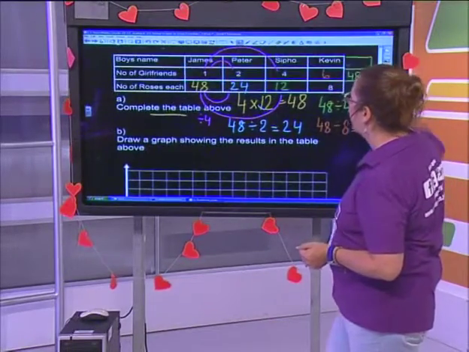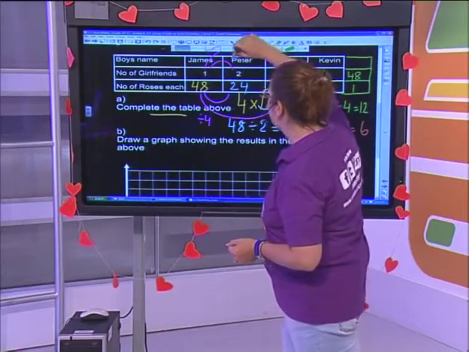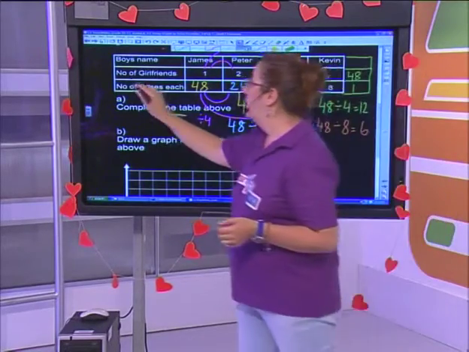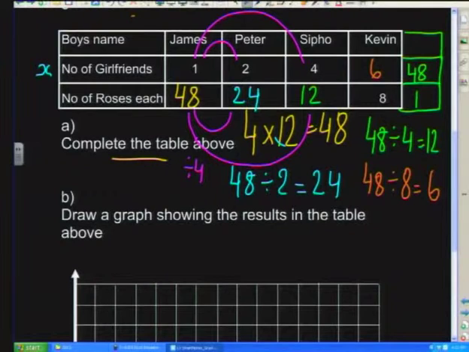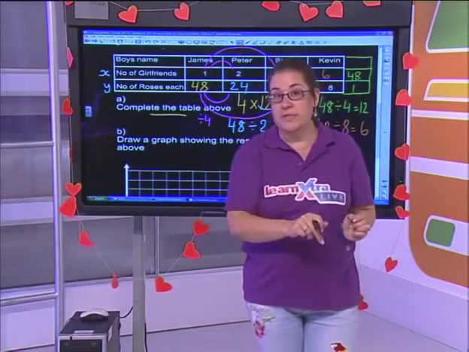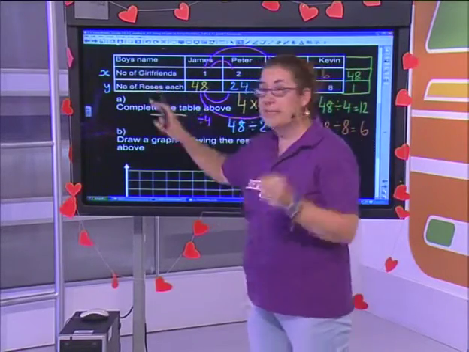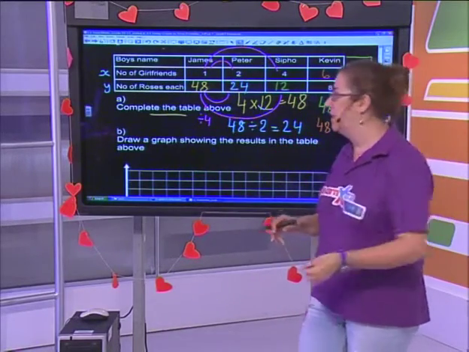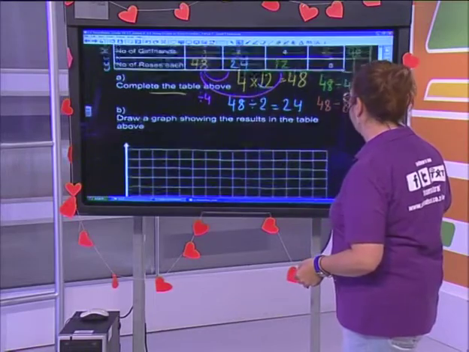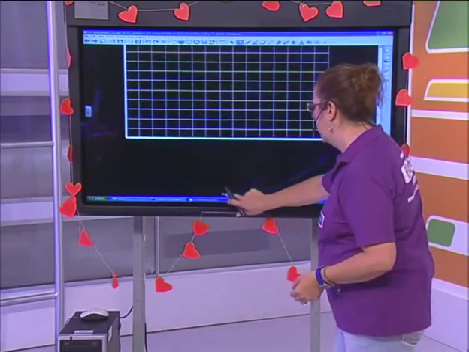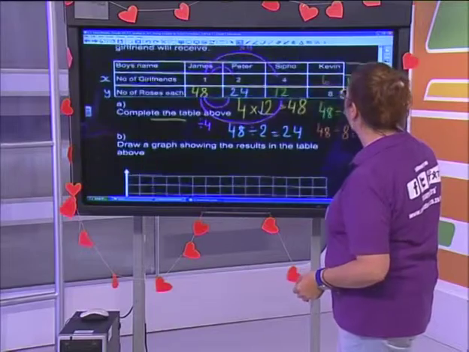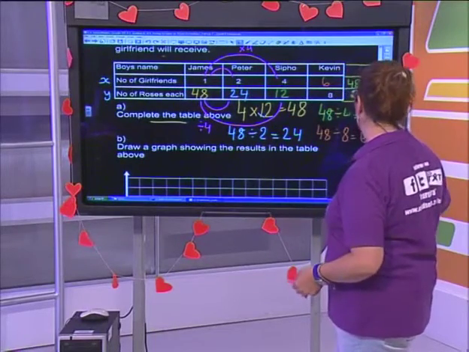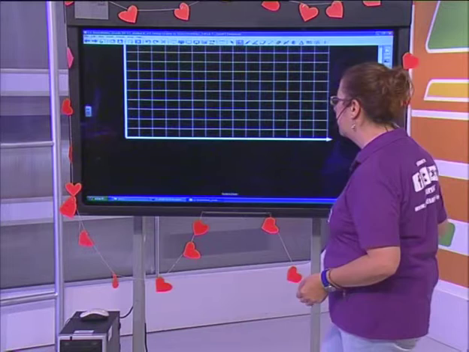So first of all, on our graph, which one is our x-axis and which is our y-axis? Well, our first is always x and our second is always y. The number of girlfriends is what I can change, but then the result is how many roses they get. So my independent variable is the number of girlfriends, and the number of roses depends on how many girlfriends there are. So I'm going to put my number of girlfriends onto the x-axis. I'm going to go up to 6. I don't think I need to go up to 48.